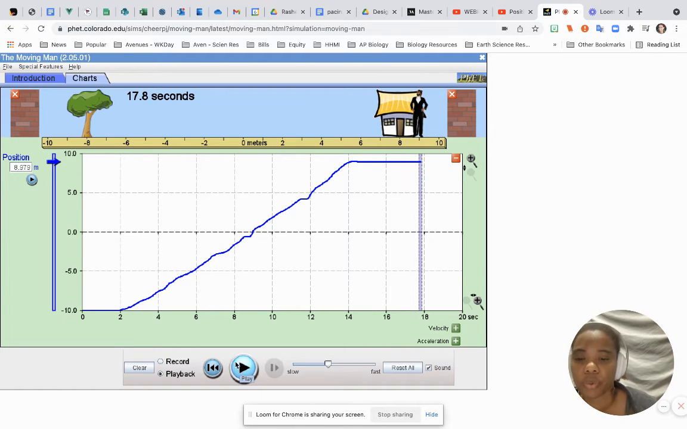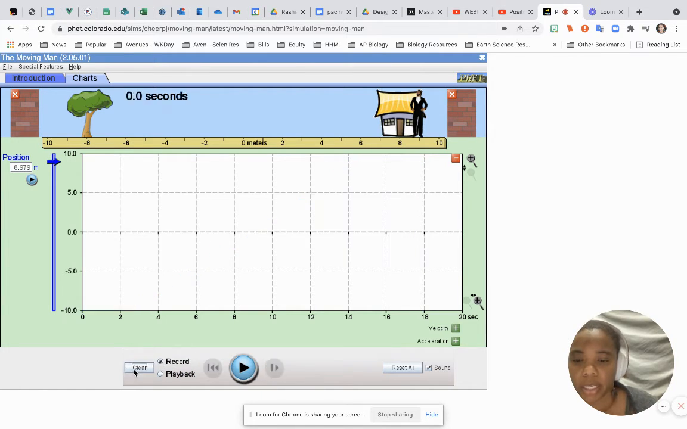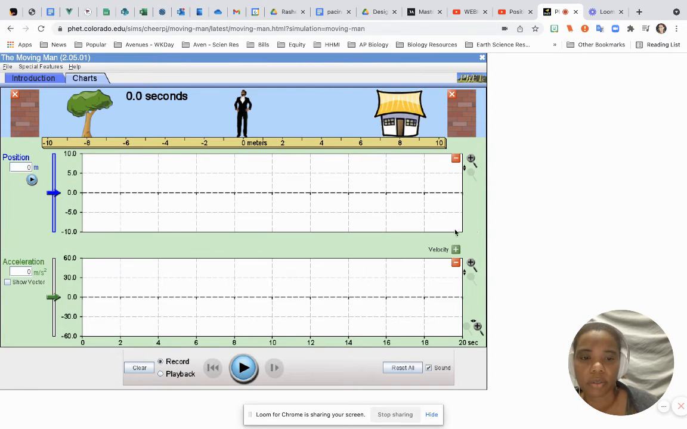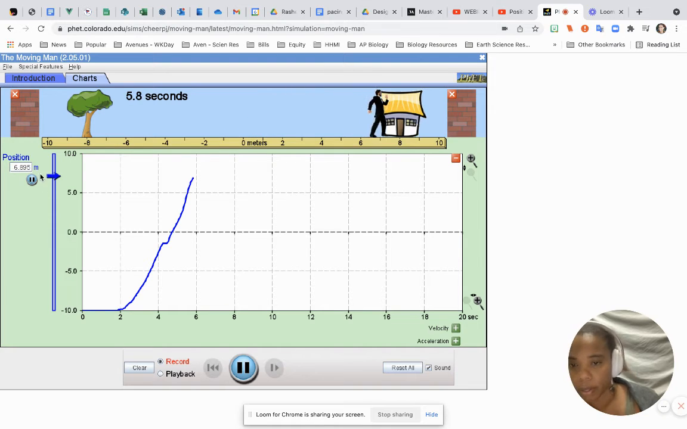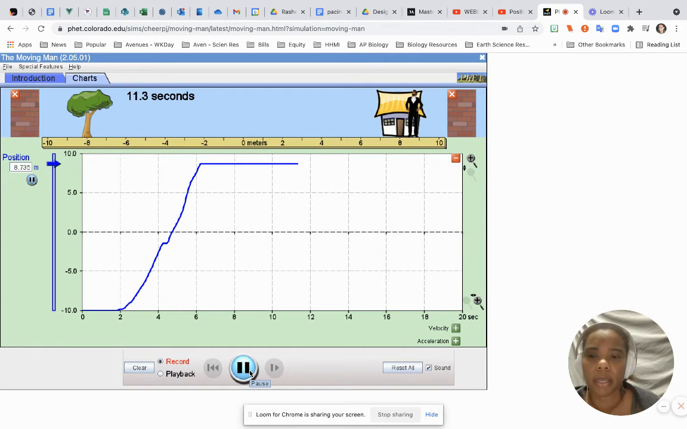Okay, and then I'll just show you one more thing. I'll record again, I'll clear it, and then I'll reset everything. And I'll try to, one more time, have this person move. I'm going to hit play. Okay, now the line looks really different this time. I wasn't able to keep my hand super steady. But how is this different from what we saw before?